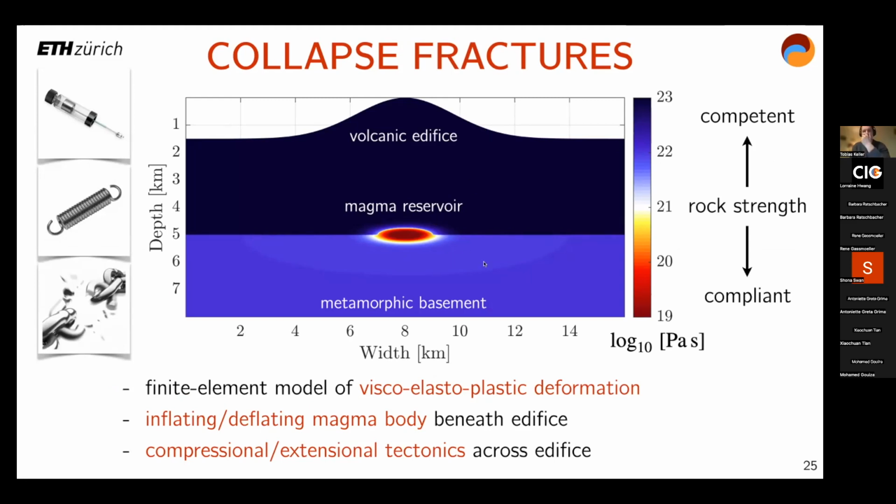In order to assess under which conditions that geometry would be reasonable, we developed a finite element model of viscoelastoplastic rock deformation. We seeded that with a weak inclusion representing the magma reservoir, which can be excited with an inflating or deflating rate. The whole domain, including the volcanic edifice, which is bounded by a stress-free surface, can also be compressed and extended to mimic the impact of regional tectonics across the edifice.